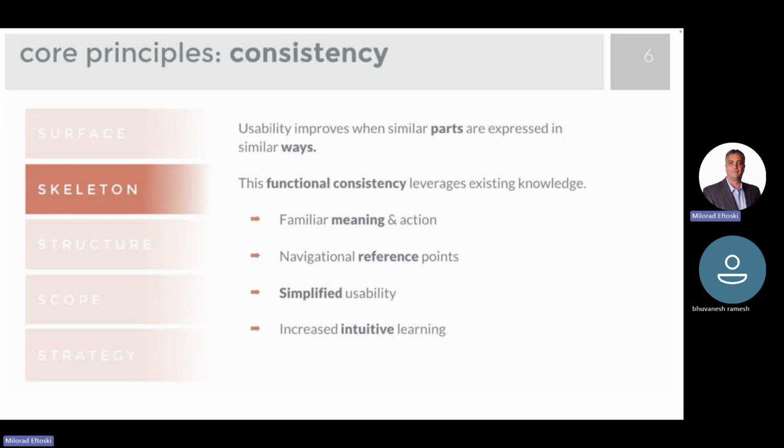Consistency is another important core principle that has to do with the skeleton phase. Usability improves when similar parts are expressed in similar ways. So similarity equates to consistency. This functional consistency leverages existing knowledge, familiar meaning and action, navigational reference points, simplified usability, increased, this is the best one, intuitive learning. Intuitive learning means, try it once, learn it forever. Realistically, you try it a few times and hopefully you learn it as you go along, right? It becomes natural.